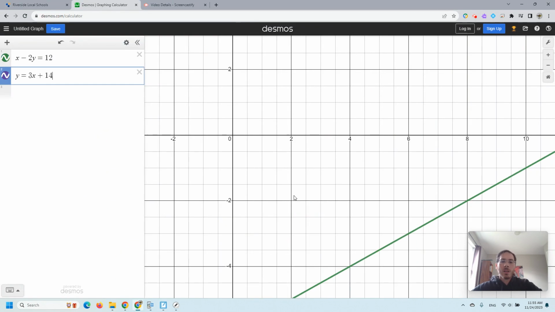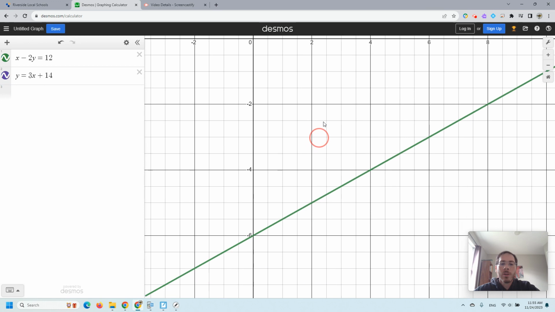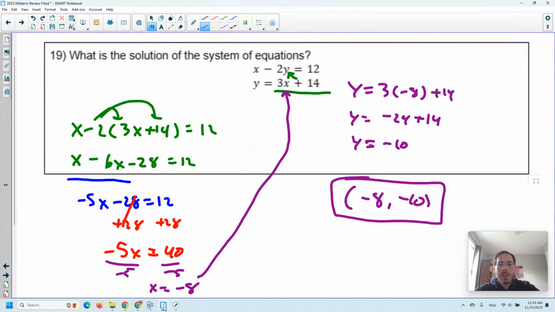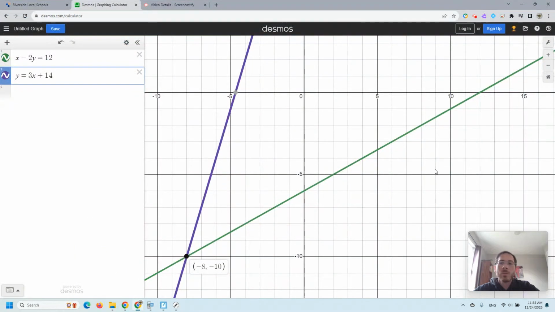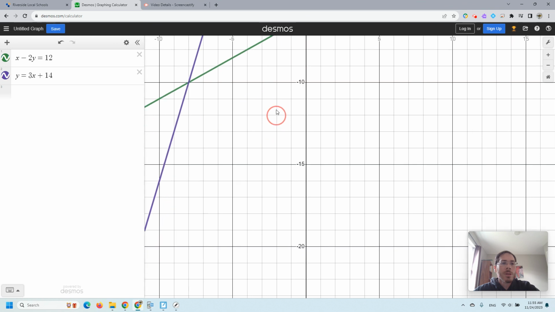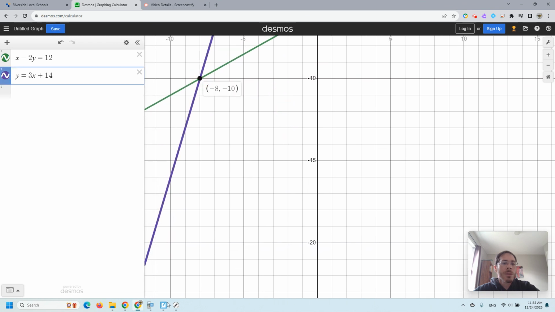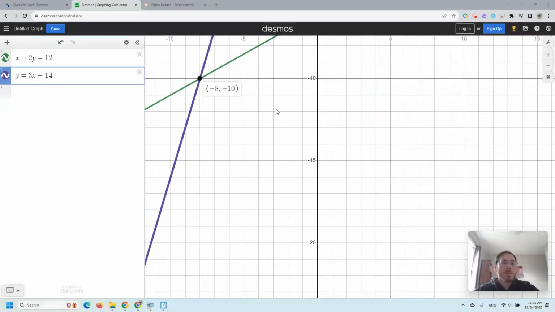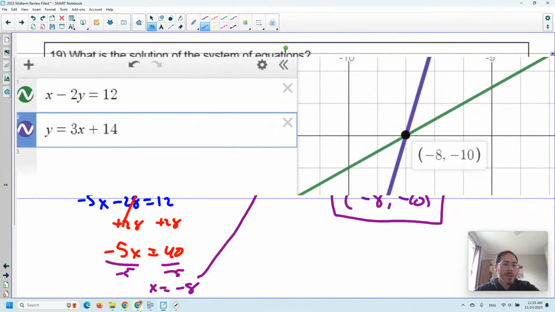Yep. Now, I only see one line, but it just means I got to zoom out to find the other one. So there they are. And I got negative 8, negative 10. And that's exactly what I solved for. So that looks pretty good. I'm actually going to go ahead and just throw that right there to make it easy for me to clip it. There we go. That's where they connect. Since that's where they connect, that's what the answer is.